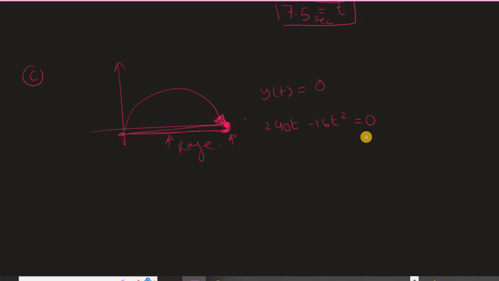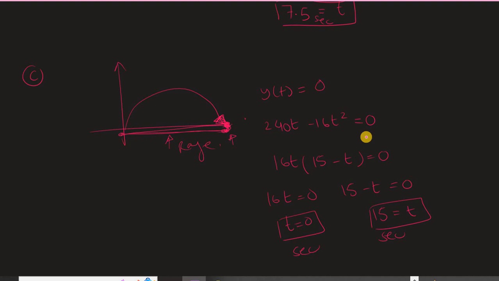For that we'll have to factor it first. If you factor out 16t, you're left with 15 minus t equals 0. Now you can just split it out: 16t equals 0, and 15 minus t equals 0. So this should give you t equals 0, and here it gives you t equals 15. So at 0 seconds and at 15 seconds, the displacement was 0.